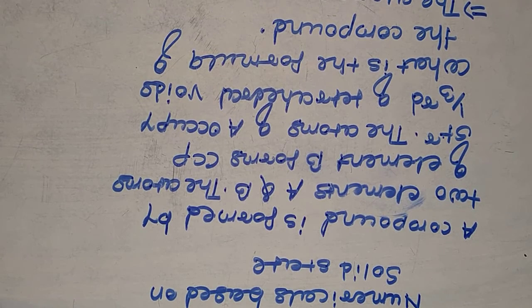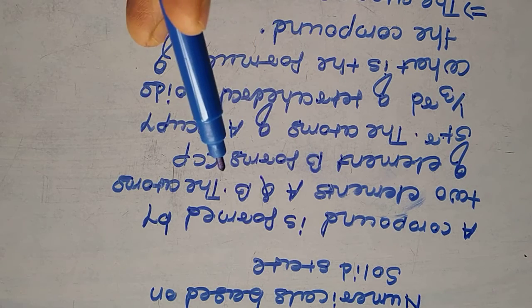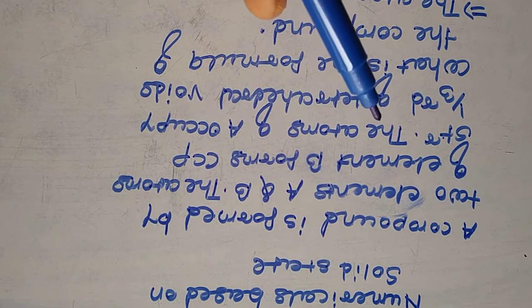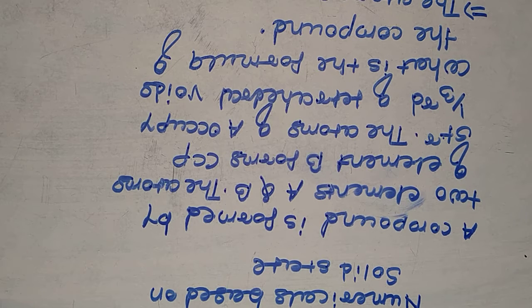Next problem, numericals from the solid state. Next numerical: a compound is formed by two elements A and B. The atoms of element B form CCP structure. The atoms of A occupy 1/3 of tetrahedral voids. What is the formula of the compound?